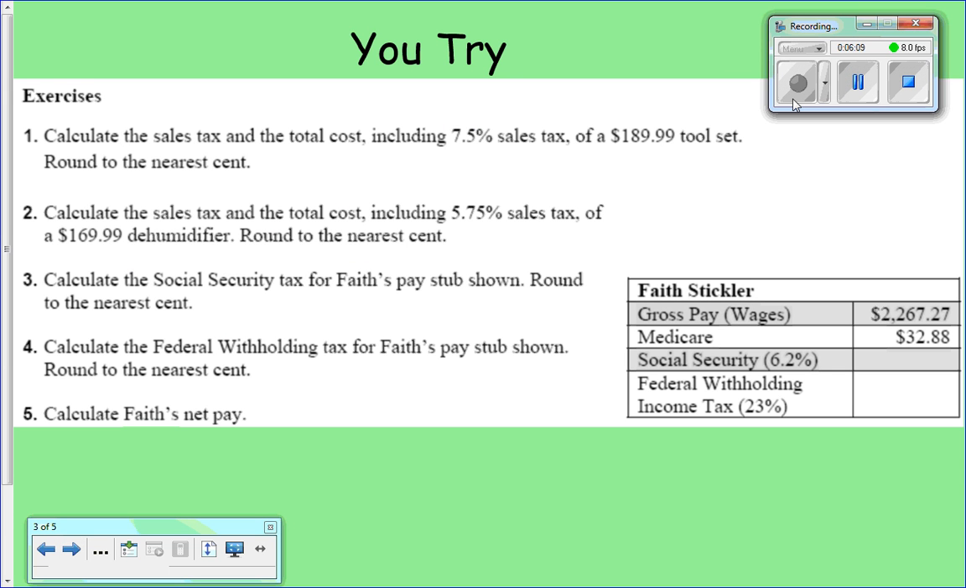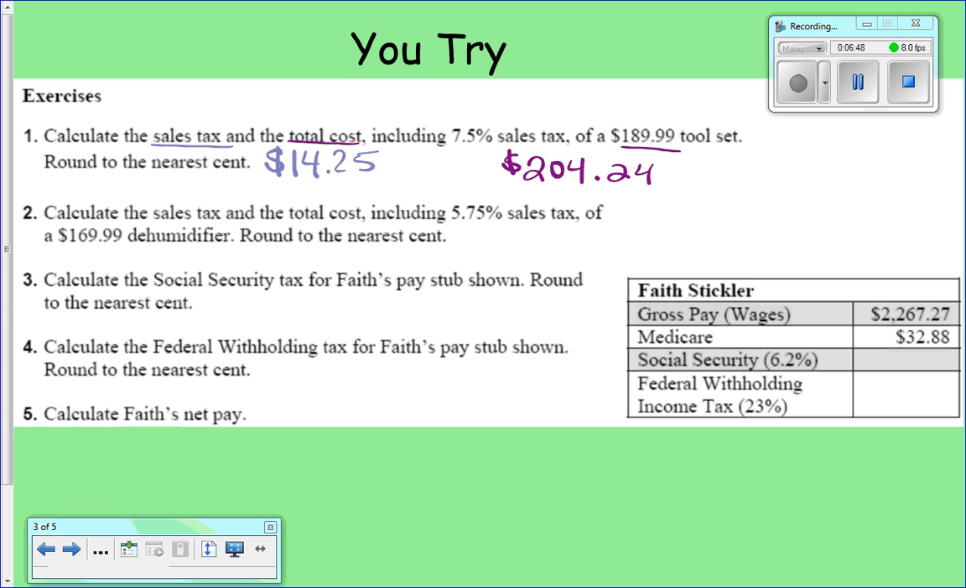Number 1, you had to calculate the sales tax and the total, so you needed 2 answers there. And sales tax was $14.25. Are we good? And then we have our total cost. We had to add $14.25 to $189.99. Make it $204.24. Are we good with that? Can we round $189.99? No, we don't round it.